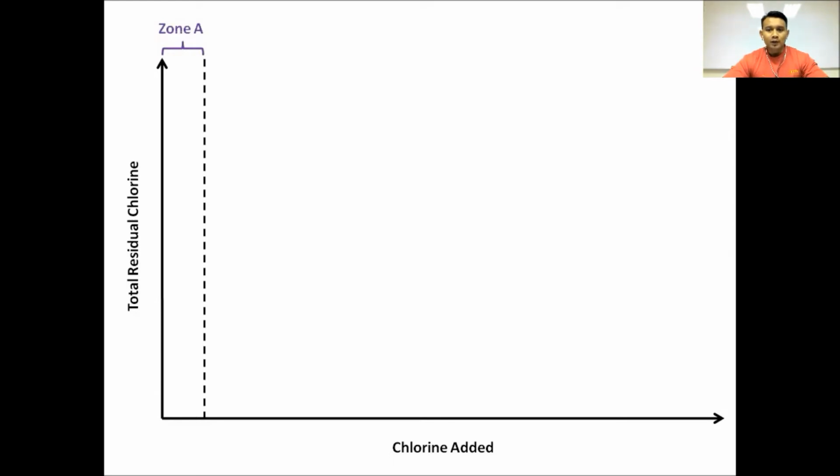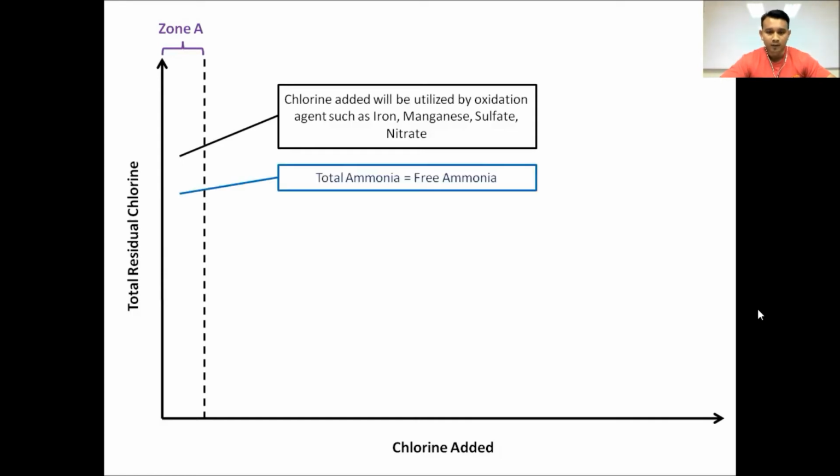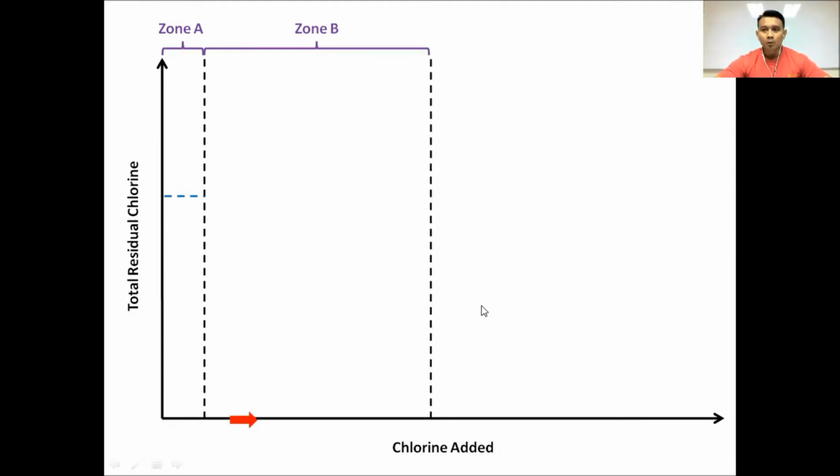Initially, when chlorine is added to water, it will first react with and be utilized by oxidation agents or reducing agents such as iron, manganese, sulfate, and nitrate. That's why in zone A, there is no uptrend in residual chlorine, and the total ammonia remains at the same amount, where total ammonia equals free ammonia. Next, we move to zone B.